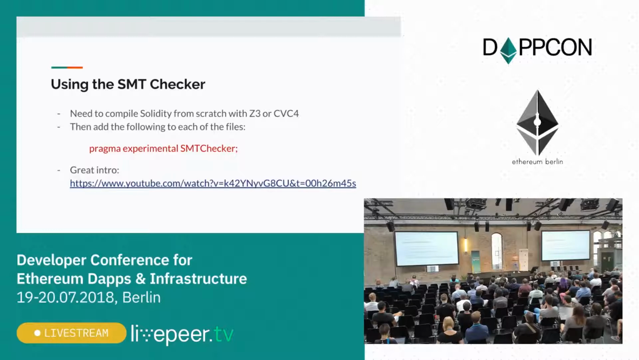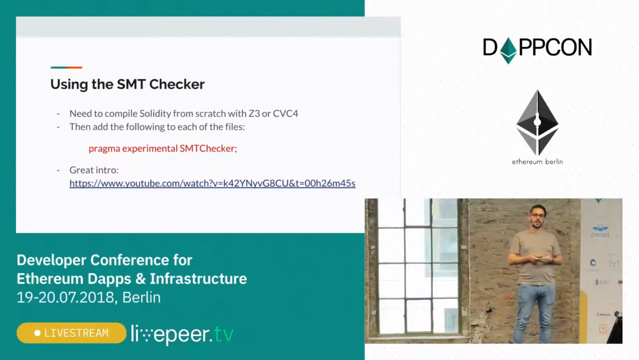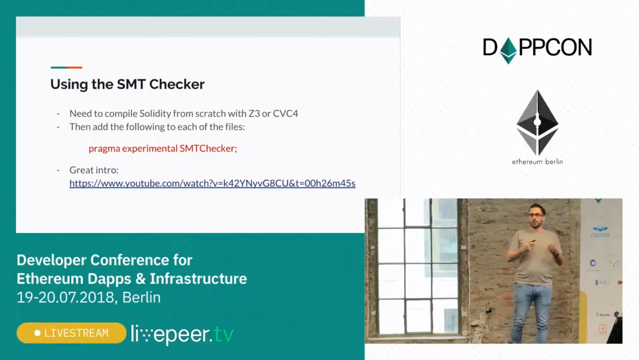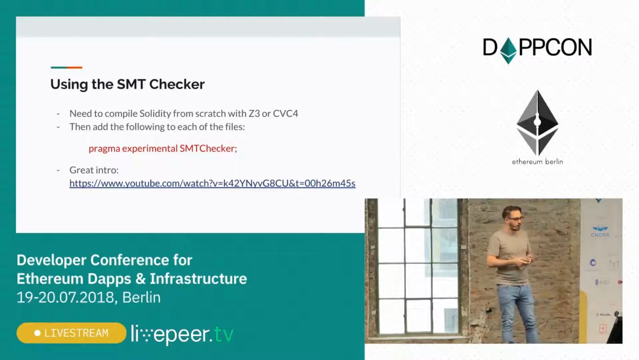OK, the SMT checker, as I mentioned, is seamless. You don't need anything else. But unfortunately, it's not yet part of the JavaScript release of Solidity, so it cannot be used in Remix. You need to compile it yourself, and you need the Z3 or the CVC4 libraries first in order to compile it. But the compilation should work seamlessly, and once you insert this experimental pragma to turn it on, it should just give you the proper warnings.